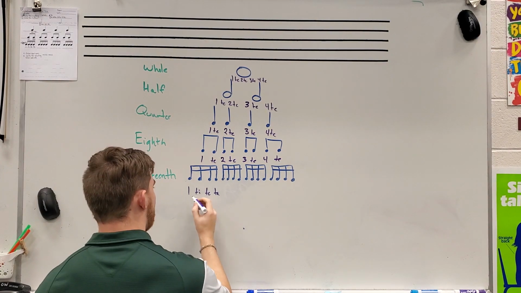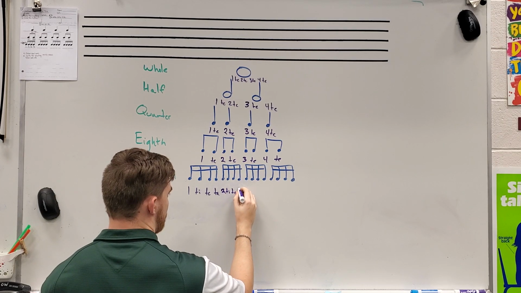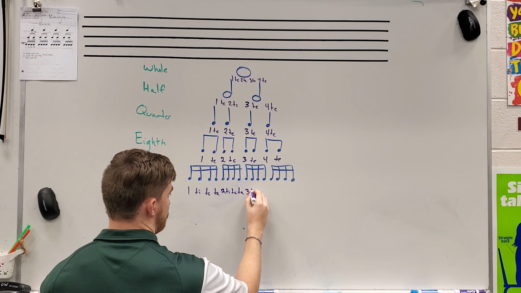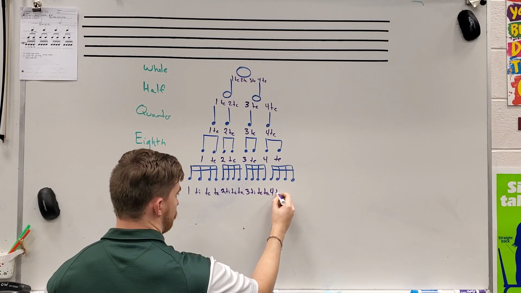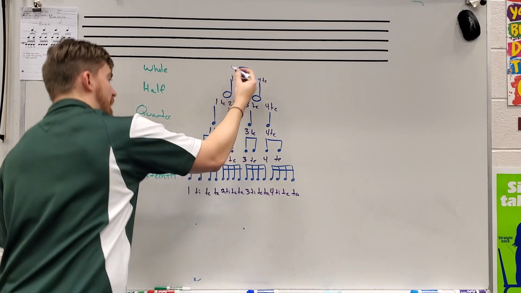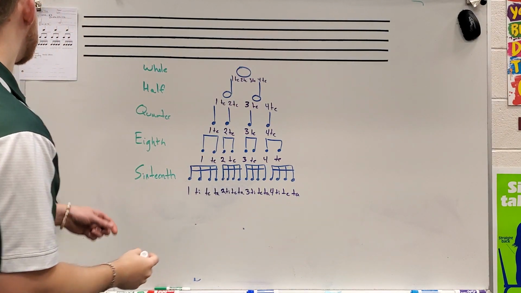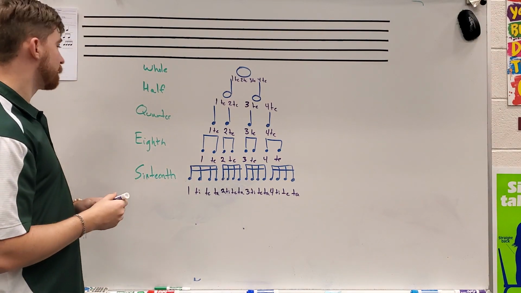We add some new syllables. 1 ti, te, ta. 2 ti, te, ta. 3 ti, te, ta. 4 ti, te, ta. So you should have this written on your worksheet. That is the counting.